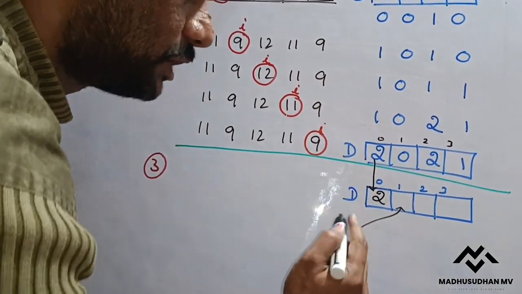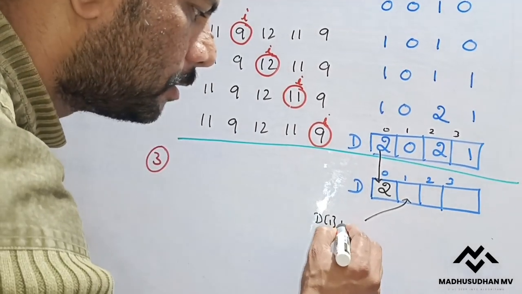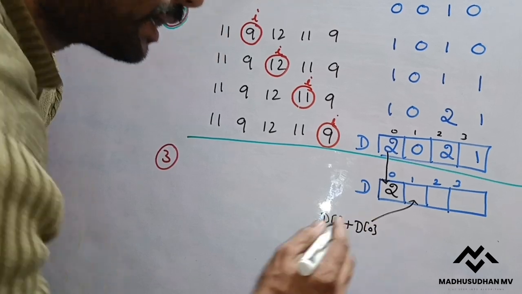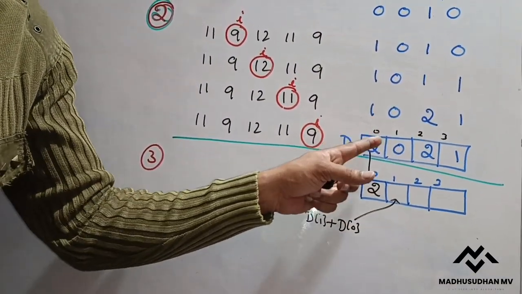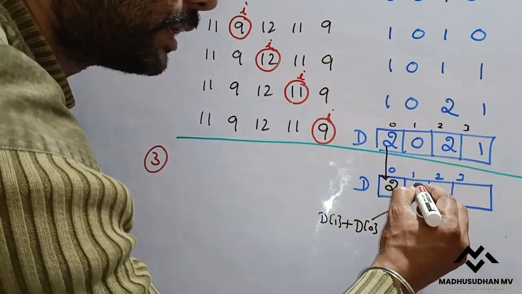Okay, this element is what right now? 0. It is D of 1, D of 1 plus its previous element, D of 0. Right now D of 1 is 0. D of 0 is 2. 0 plus 2 is what? 2. The 2 I am storing here.